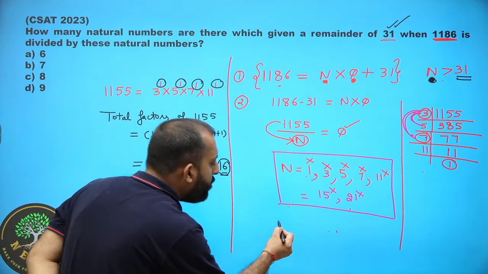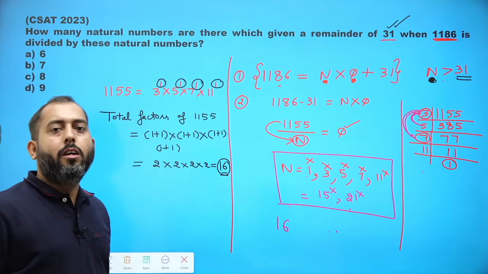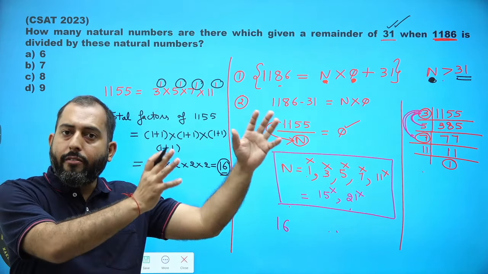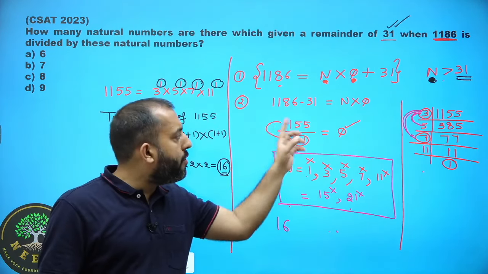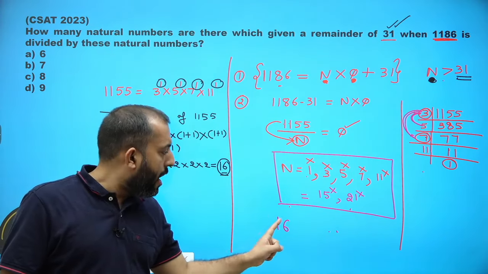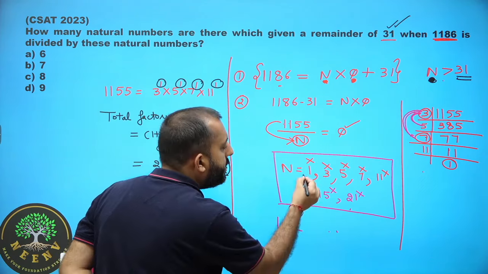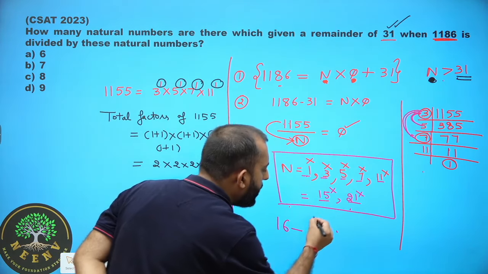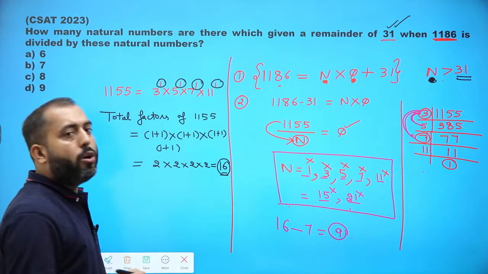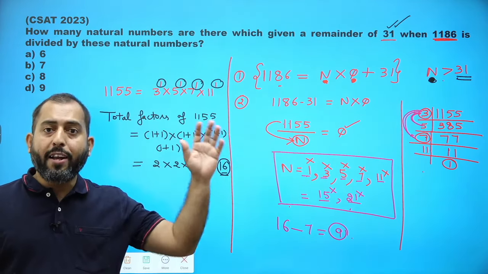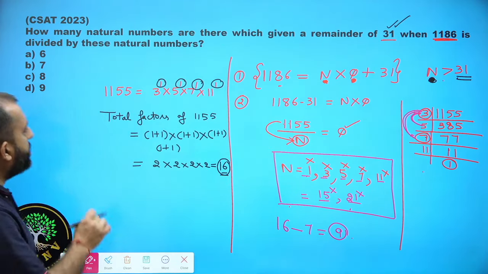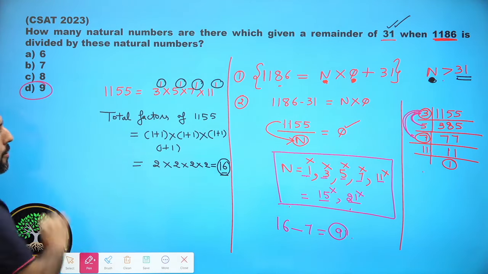So, total values of n were 16. The total natural numbers that can divide 1155 completely are 16, and out of these 16, these 7 numbers must not be considered, so subtract them. So we are left with 9. So there will be 9 values of n that will justify this given condition. Hence the answer to this question is option D.